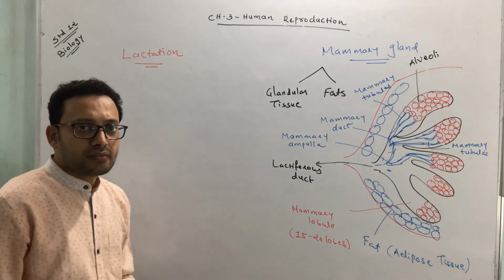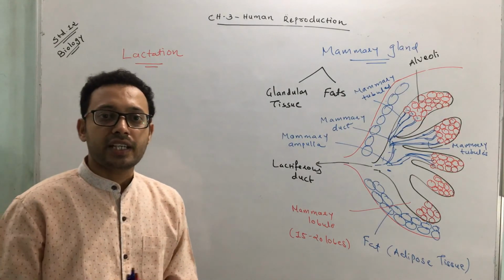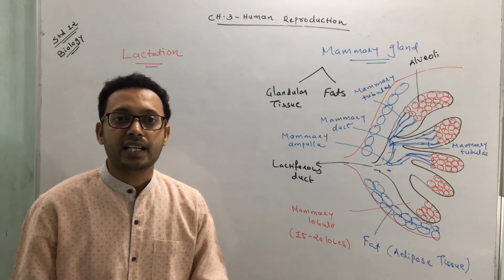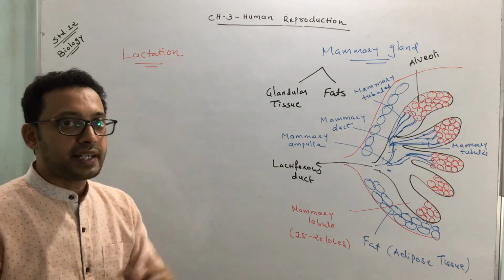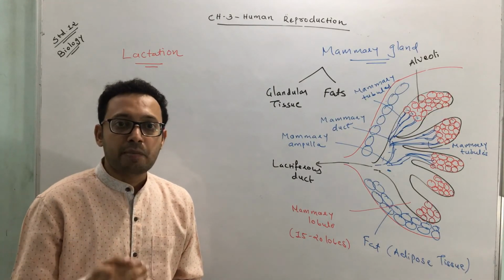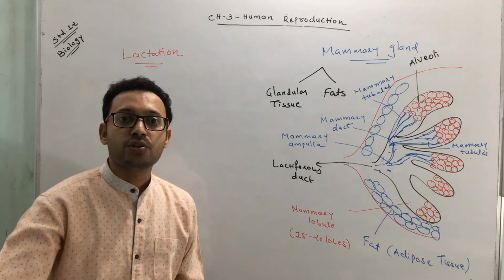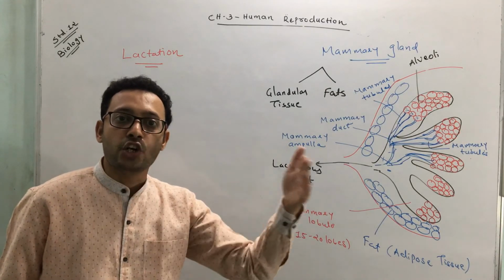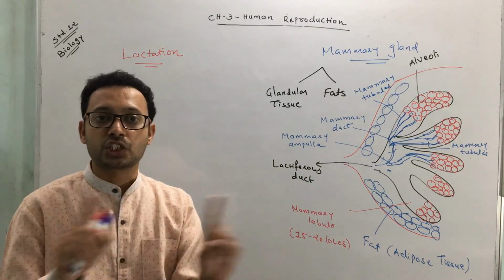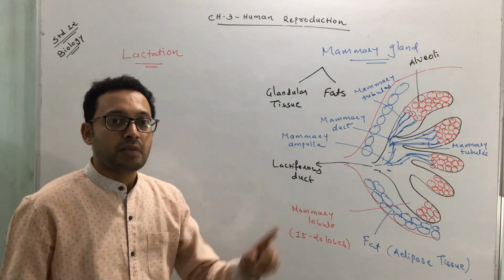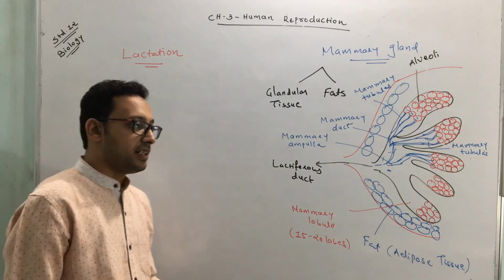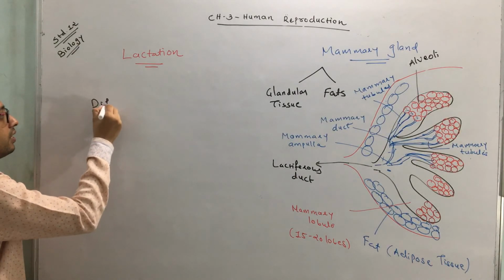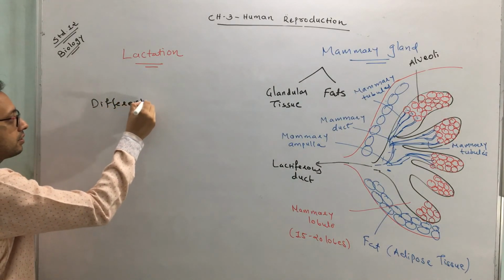Now you know that after puberty, at the age of maturation and reproductive phase, the development of the mammary gland starts. But what happens during pregnancy? That is why the mammary gland can start to produce milk. In the normal reproductive phase, where the lady is not pregnant, milk production does not occur by the mammary gland. But when a lady is pregnant, at that time the cells of this mammary gland undergo differentiation.